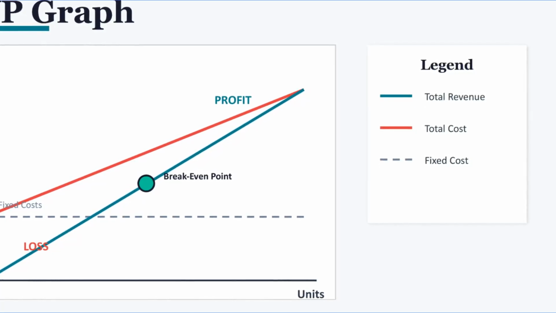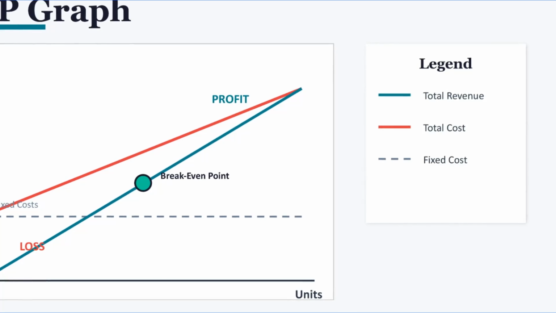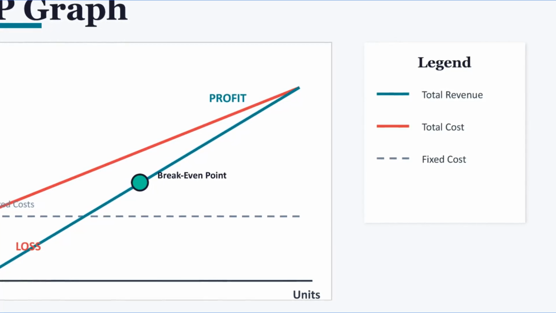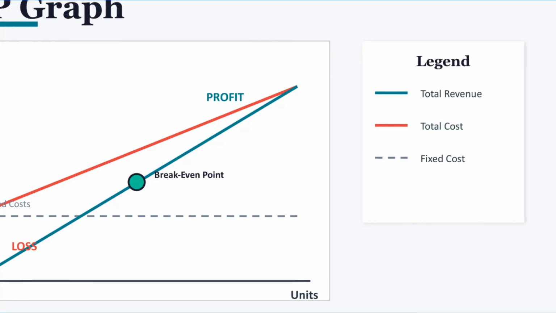Below that volume you're in the loss zone. Above it you're in the profit zone, and the vertical distance between the lines at any volume represents your profit or loss.